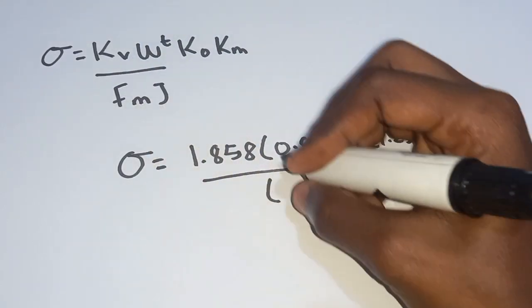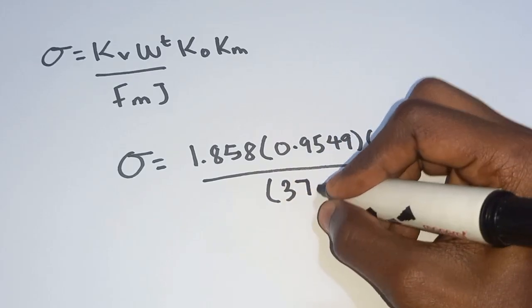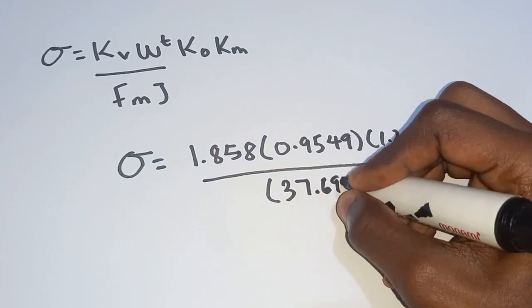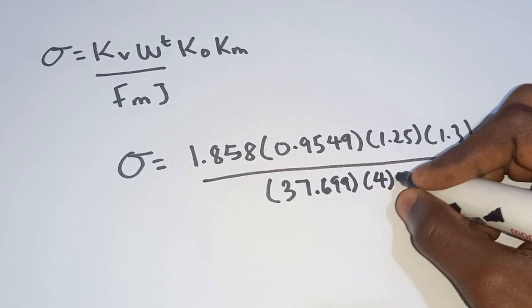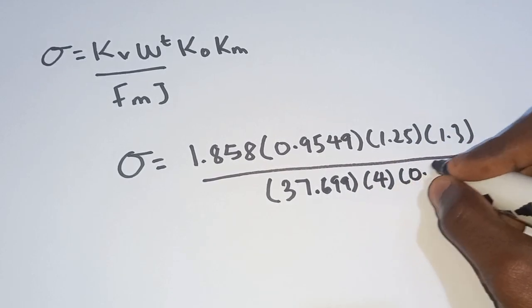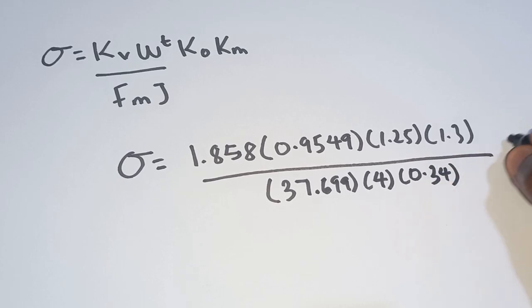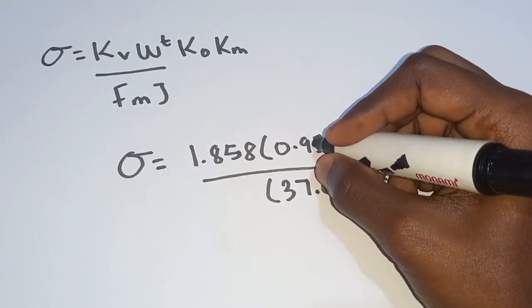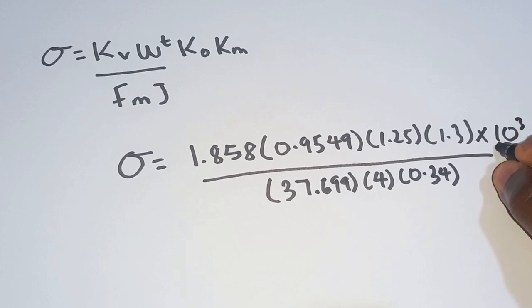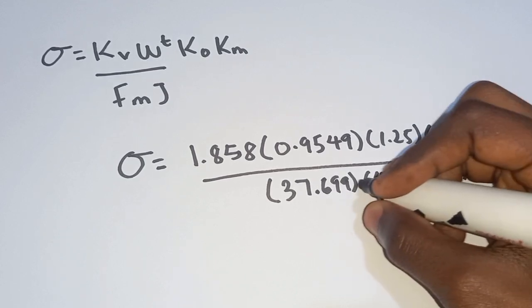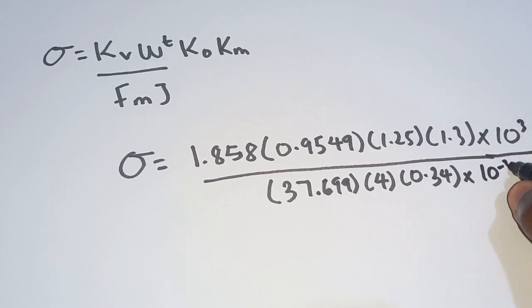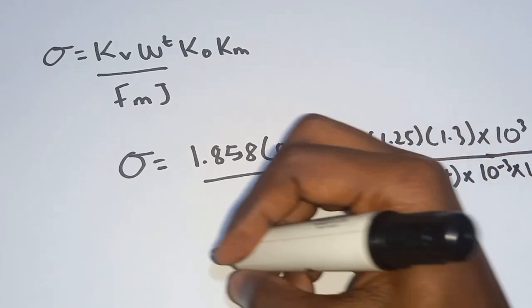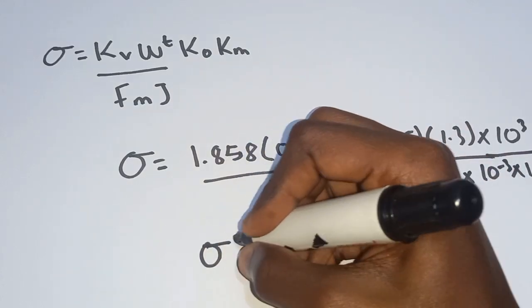We had the face width to be what? Because it was minimum. What do we get? 37.69 times the module 4 and the geometric factor. Let's know that this was in kilonewtons, so then times 10 raised to the power 3. This was in millimeters, and this also was in millimeters, so then times 10 raised to the power -3 times 10 raised to the power -3. Are you getting it? Bringing everything to their normal unit.